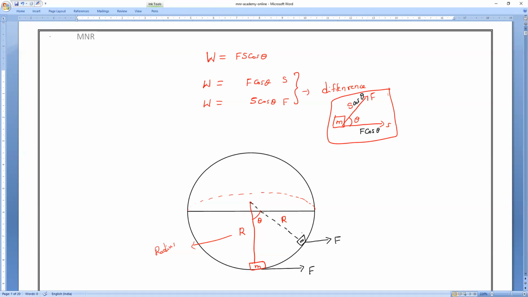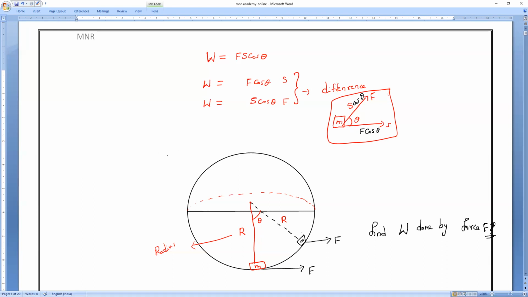Radius, radius. It is always equal. Am I right or wrong, everybody? Clear? All of you? Find the work done by the force F. That is the question. Find the work done by the force F. So let us see that.